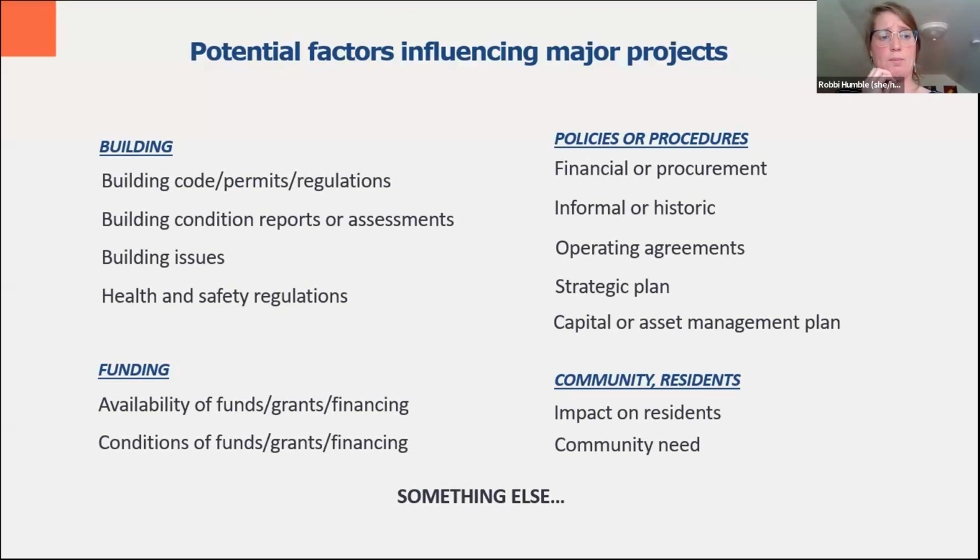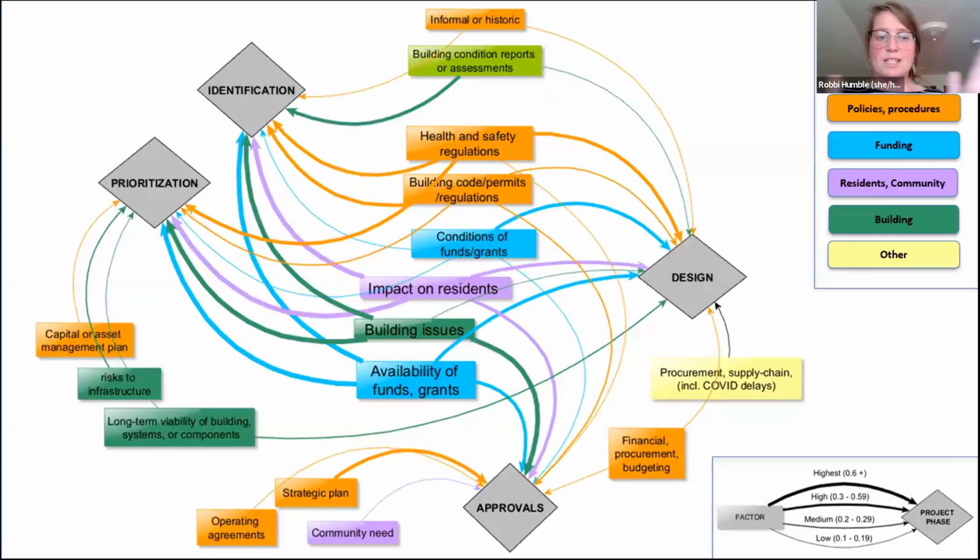So looking at building issues, health and safety regulations, building codes and permits. The funding was broken down into mention of just the availability of funding versus the conditions of that funding. Some of the policies or procedures, from financial and budgeting to operating agreements, and then community issues and the impact on residents. So this is the result of that.